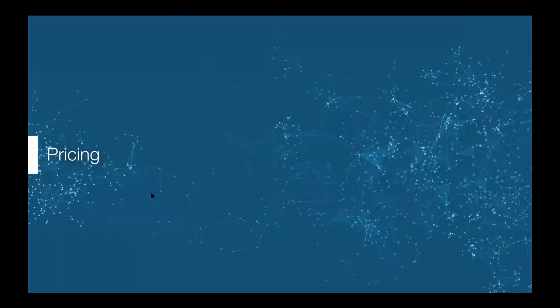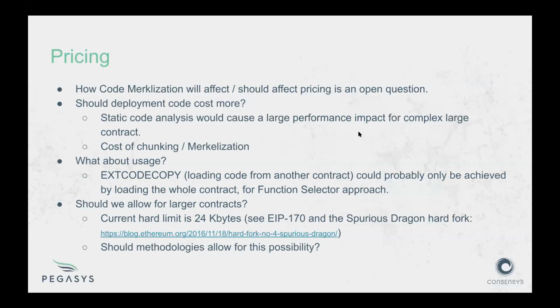Thank you. All right, so we've talked about code Merklization, and for people who use mainnet, one of the big things that you'll be asking is, well, what about the pricing? How much is this going to cost? And so how Merkleization or code Merkleization will affect or should affect pricing is really an open question. There is an open debate, and nothing is finalized.